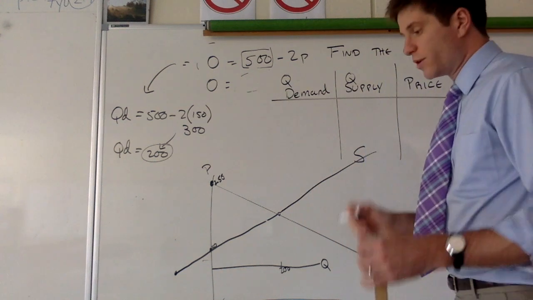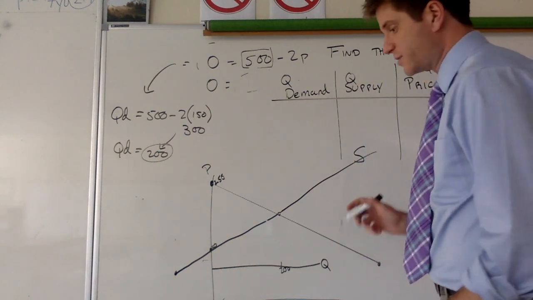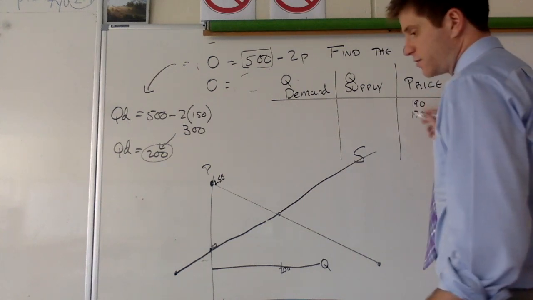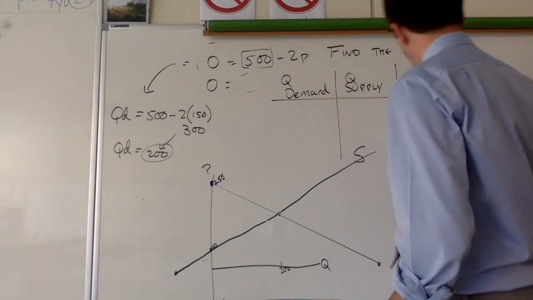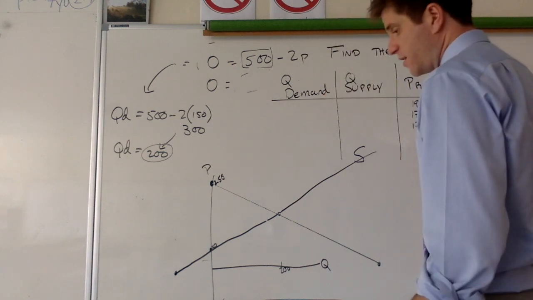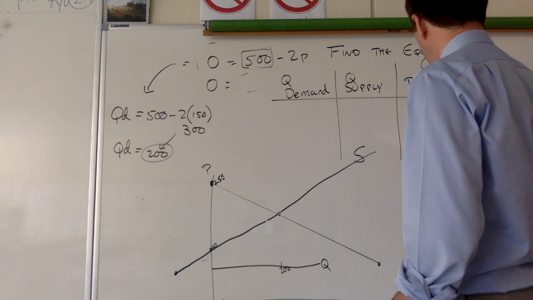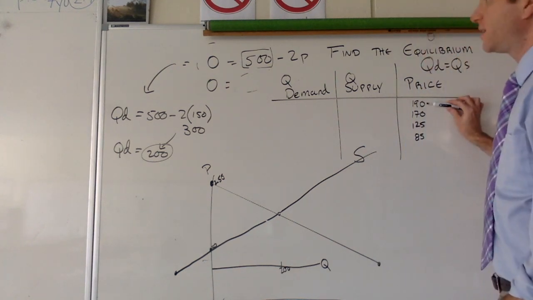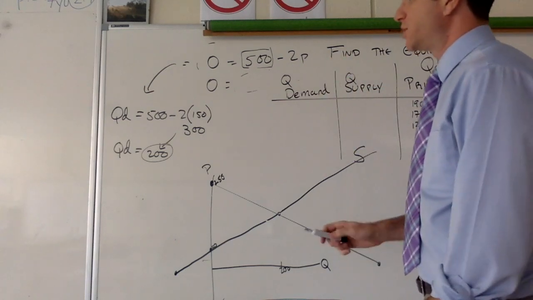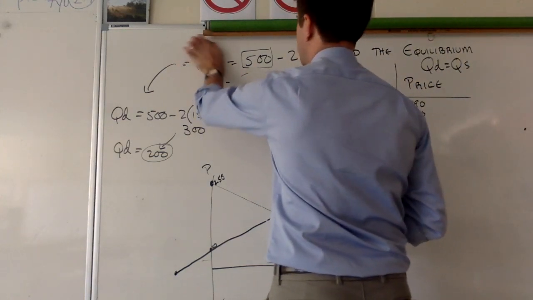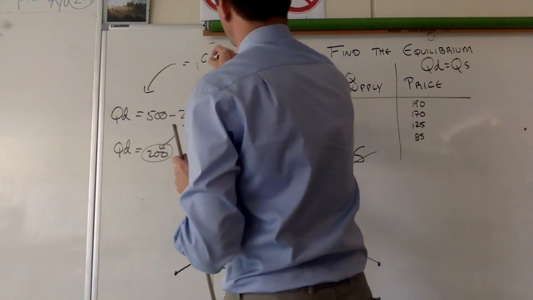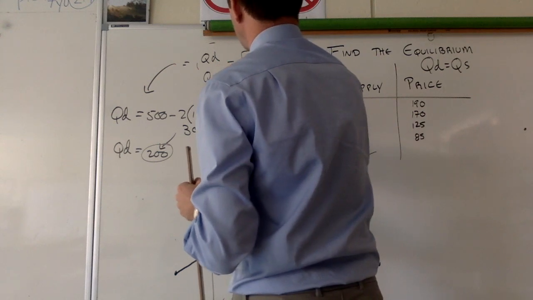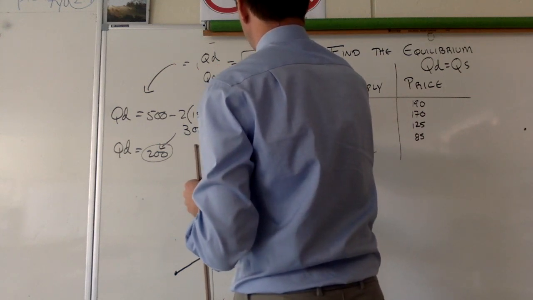All right. Now, what the book gives us is just the price. It says 190, 170, 125, and 85. So what it's essentially asking me to do now is plug these prices into my equations here. All right. So if we just come back, we see that QD equals 500 minus 2p, QS equals negative 100 plus 2p.